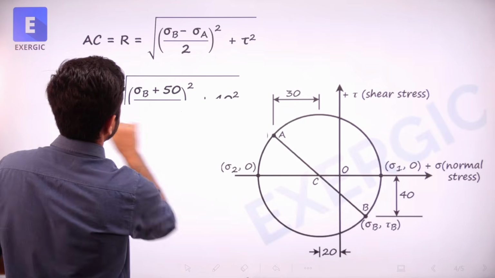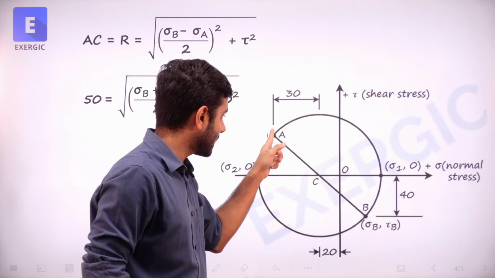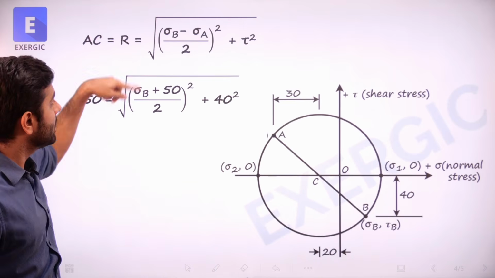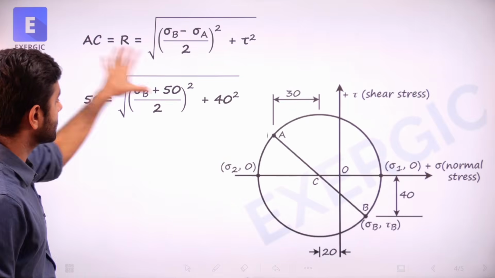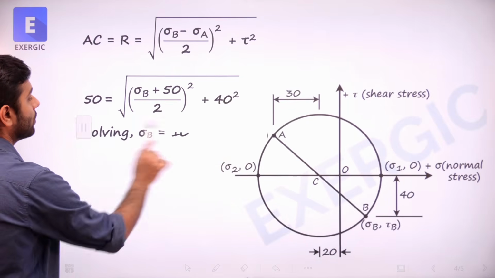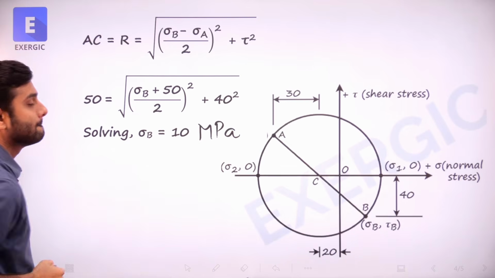So let's put the values. This is the value, right? R is 50. We just find that out using triangle ADC. Sigma A is minus 50, so it will become plus 50, tau is 40. And in this entire expression, sigma B is the only unknown which you will solve and get as 10 megapascal.